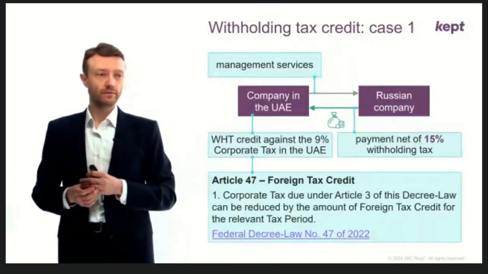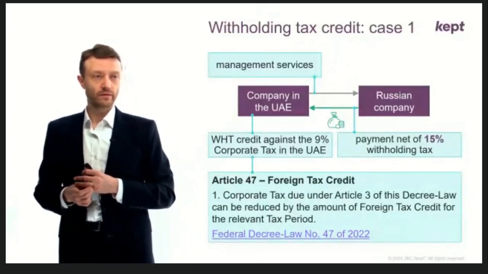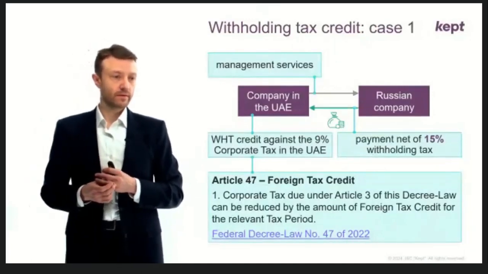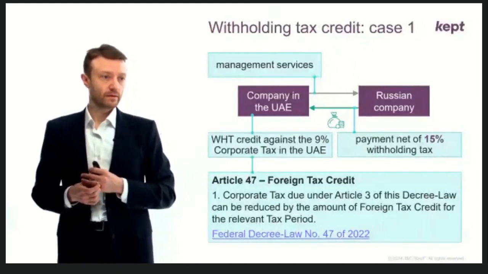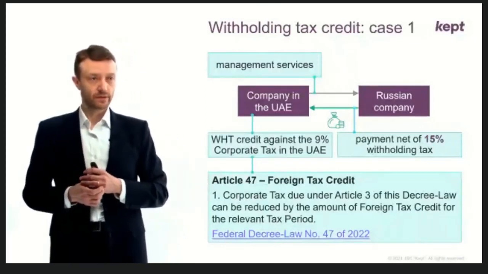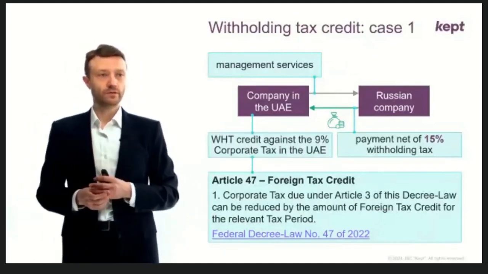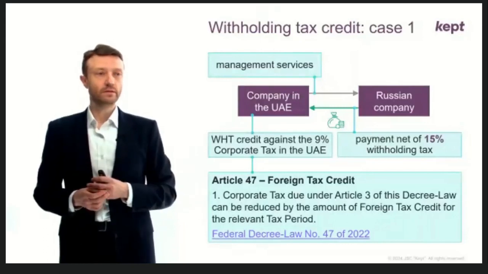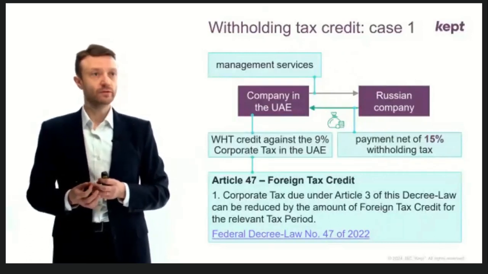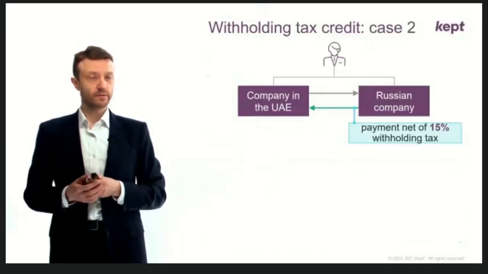Here is a quote from Article 47 of the law introducing the corporate income, the corporate tax in the United Arab Emirates, and basically it says that corporate tax can be reduced by the amount of foreign tax credits for the relevant tax periods, which seems to suggest that there are grounds even a tax treaty is not necessary. Again, situations are different in different countries, but in the United Arab Emirates, the tax credit seems to be based on domestic law. Even a double tax treaty is not required. Okay, so this is one example which can be done.